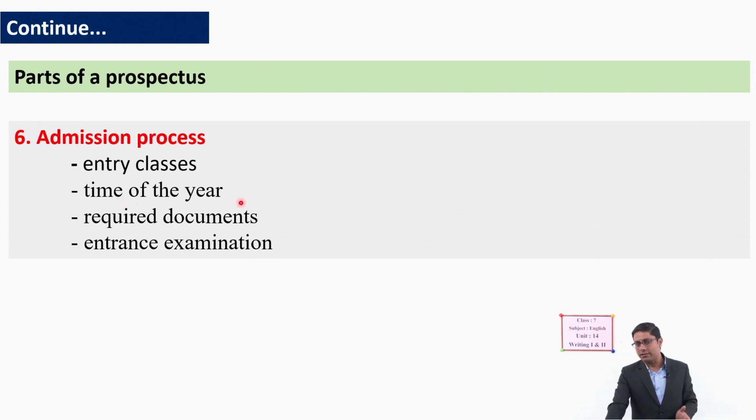Similarly, time of the year, when does the school admit new students? Is it in the month of Baishak? Is it in the month of Jet? Or is it throughout the whole year? You need to mention that. Similarly, required documents to get admission, what documents should a student bring? For example, it can be birth certificate, it can be mark sheet or grade sheet of earlier grade.